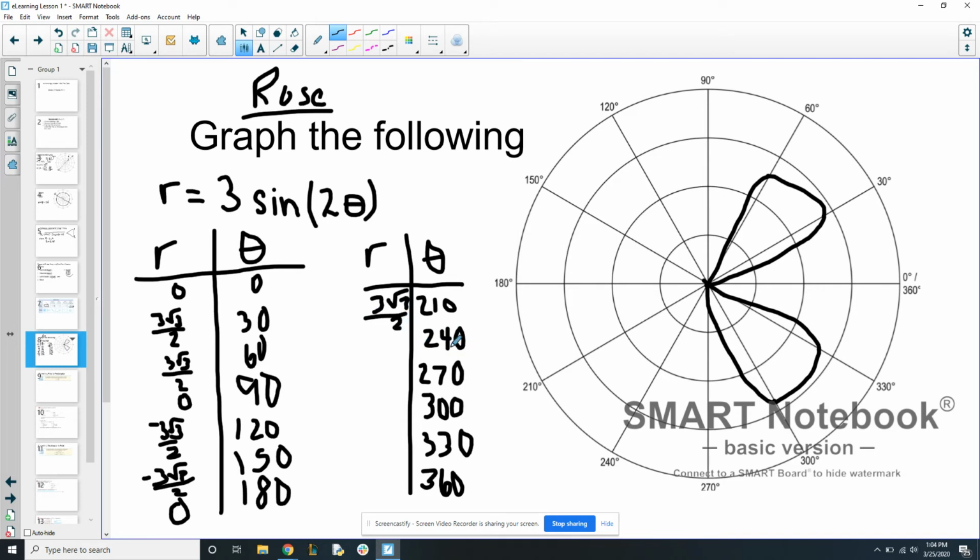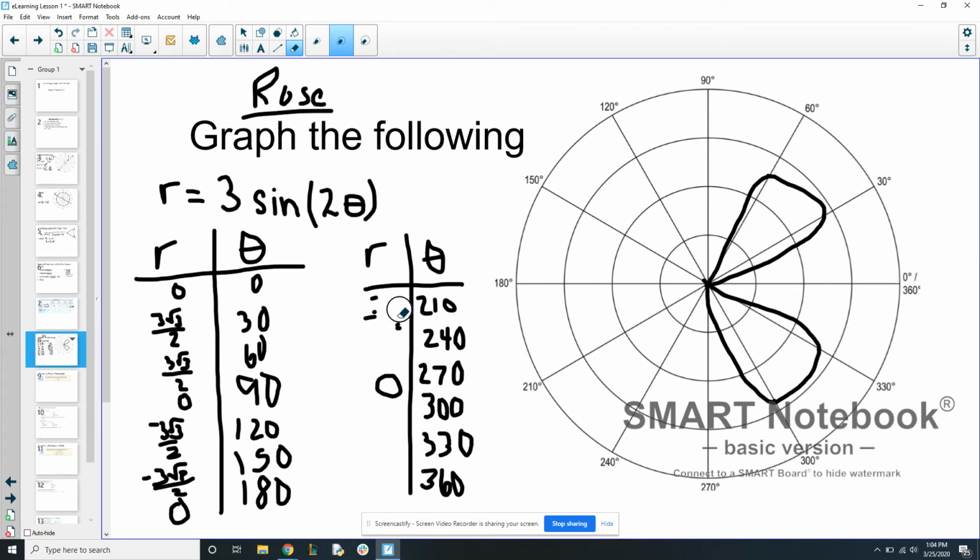Okay. 240 times 2 is 480. Again, bigger than 360. So you have to subtract 360 and you get 120. Well, we already know that is negative 3 square root 3 over 2. 270 times 2 is 540. Minus 360 is 180. Well, at 180, we already know it is 0. And I'm sorry, I screwed that up. I am trusting the value when I shouldn't. All right, so let's try that again.